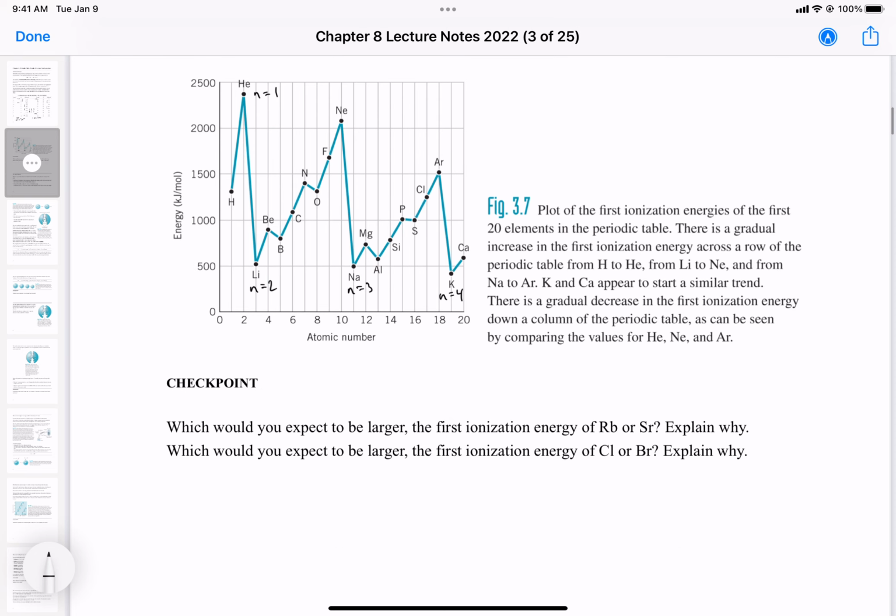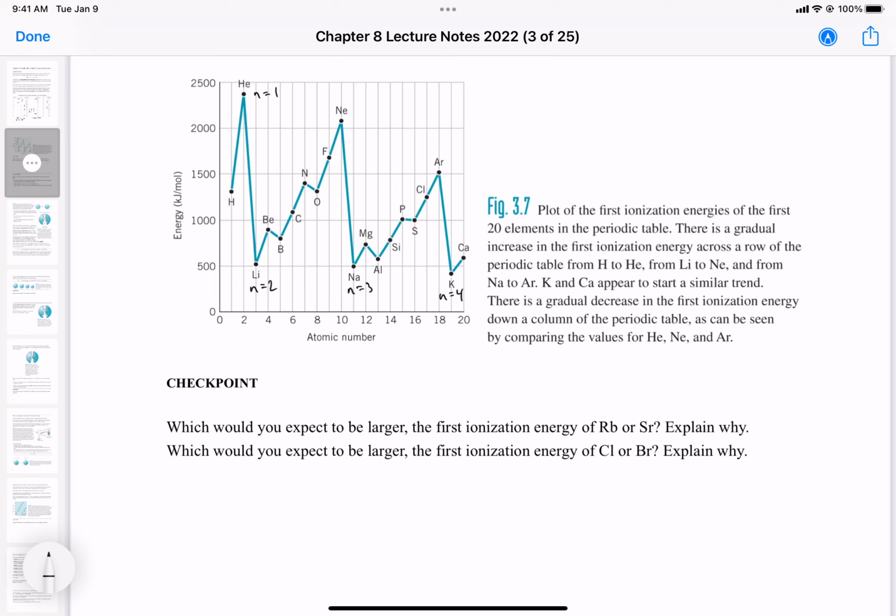Okay. All right. Which would you expect to be larger, the first ionization energy of rubidium or strontium? Okay. So let's look at our periodic table. I would generally do this in class so we could look at the periodic table together, but we can't do that now. So I recommend students, when they answer these questions, get your periodic tables out, and then we'll discuss. I'll pull up a periodic table. I expect students to do the same while doing these lectures as well for certain problems.